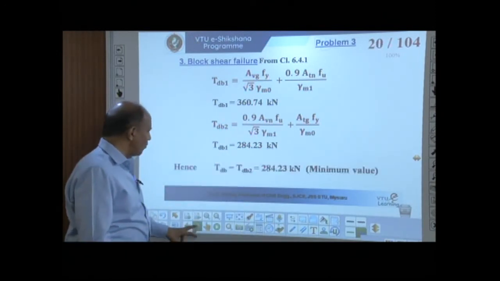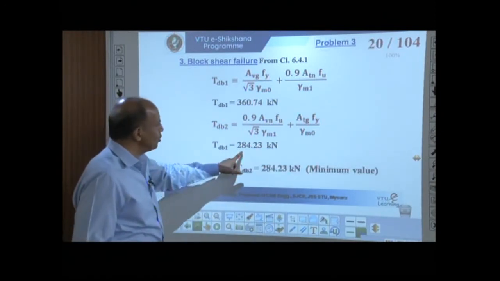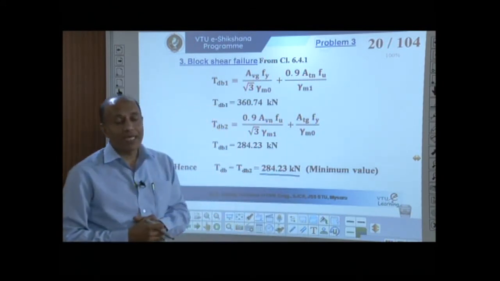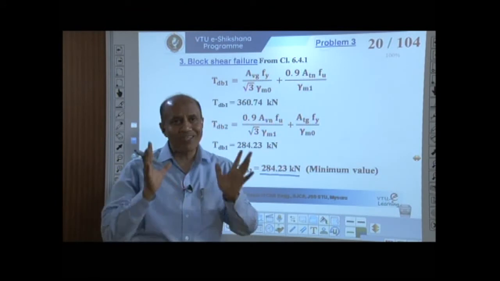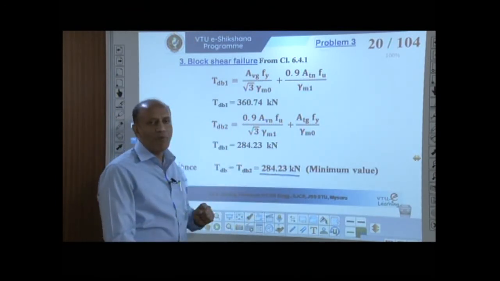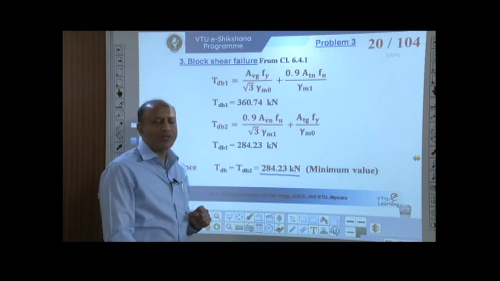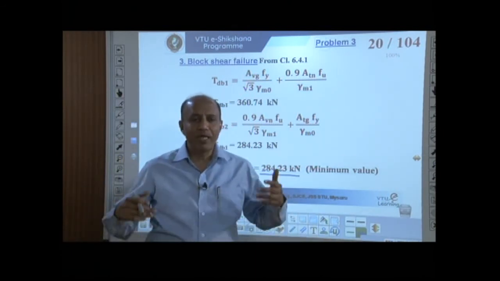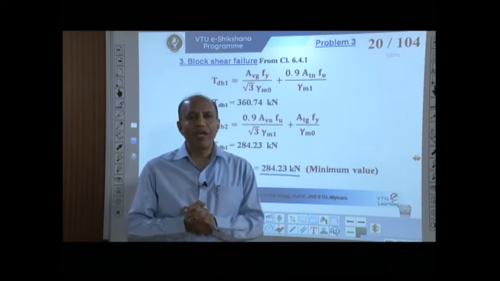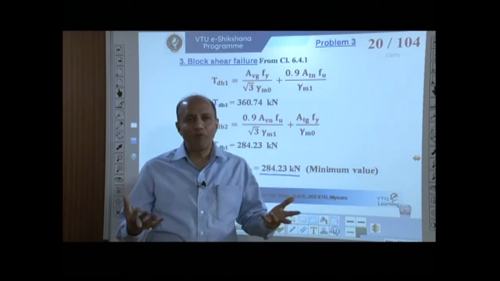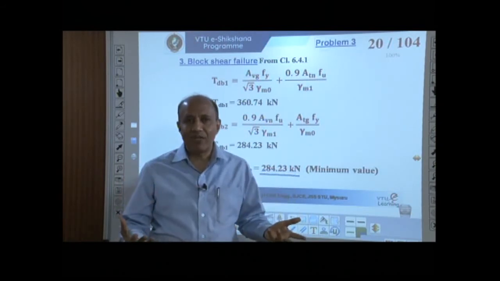So, the least of the two, in this particular case, happens to be 284. So, the value of design strength with respect to block shear failure is the least of the two, which happens to be 284.23 kN. Now, if you try to recollect, we assumed that the connection is going to fail under three different modes of failure, and assuming each mode of failure, we have just calculated these values individually.